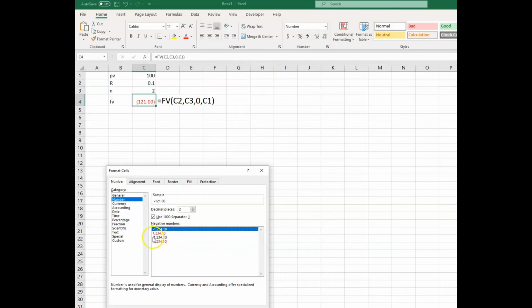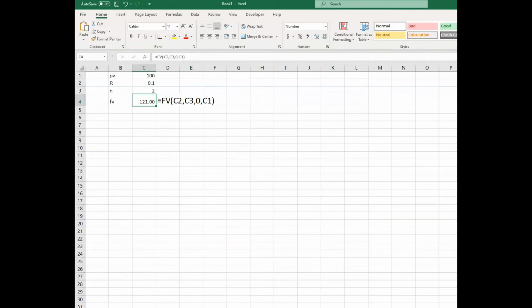Then we can use parentheses, or parentheses and red. Suppose we use negative signs. It's better.